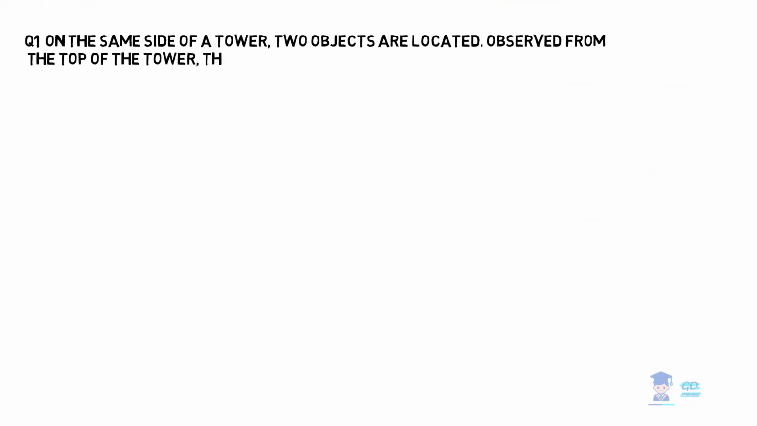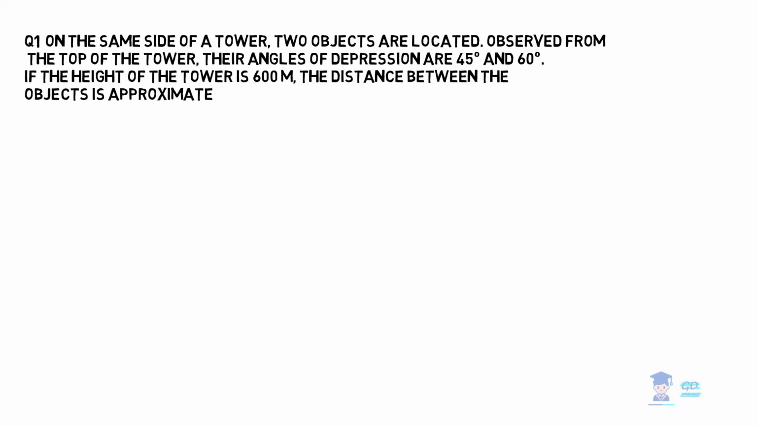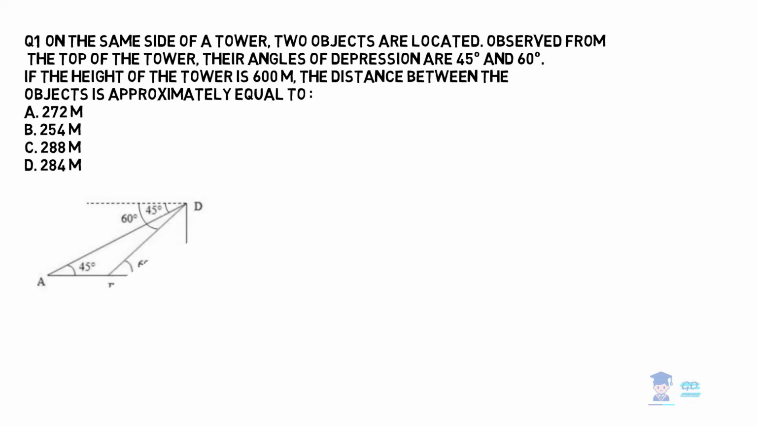First question: on the same side of a tower, two objects are located. Observed from the top of the tower, their angles of depression are 45 degrees and 60 degrees. If the height of the tower is 600 meters, the distance between the objects is approximately equal to. So two angles of depression are given and one height is given. This is the diagram.